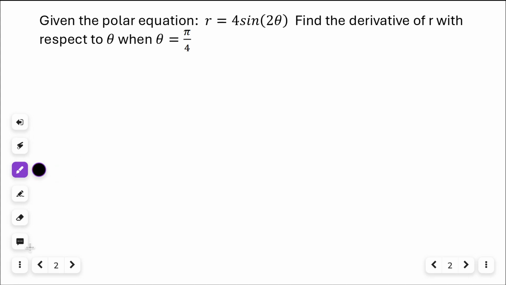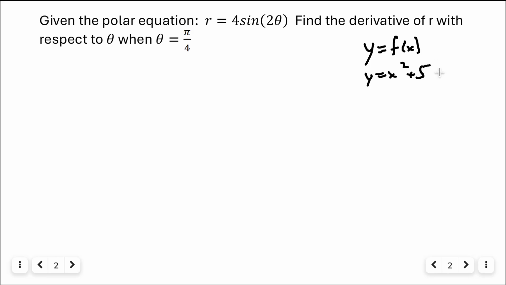Given a polar equation, r is equal to 4 sine 2 theta. So this is an equation that's in polar form. The radius is written in terms of theta. In rectangular form, y is equal to f of x, so y is written in terms of x, like y equals x squared plus 5. That's an equation in rectangular form, y written in terms of x. Here, r is written in terms of theta. That's the difference.